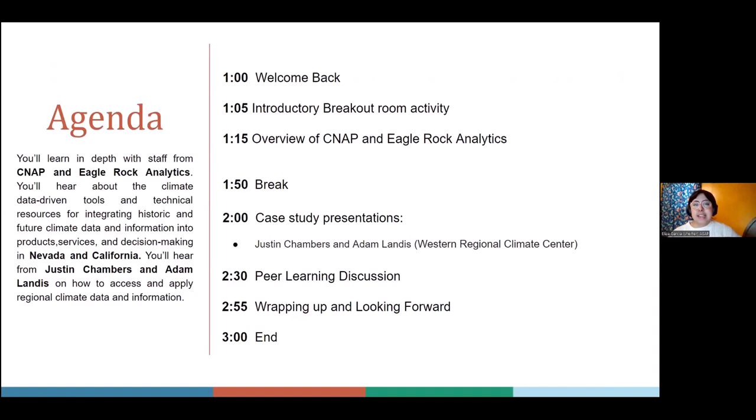So here is today's agenda. Welcome back. We're so excited to be here today and to get the session started. We're going to start off with some breakout rooms so you get to know the folks that are in the session today and connect more with your fellow Academy peers. We're going to get an overview of CNAP and Eagle Rock Analytics. You heard a little bit about them in the opening session, but you're going to get a deeper dive into what they do, what kind of tools they work with, what services they provide.